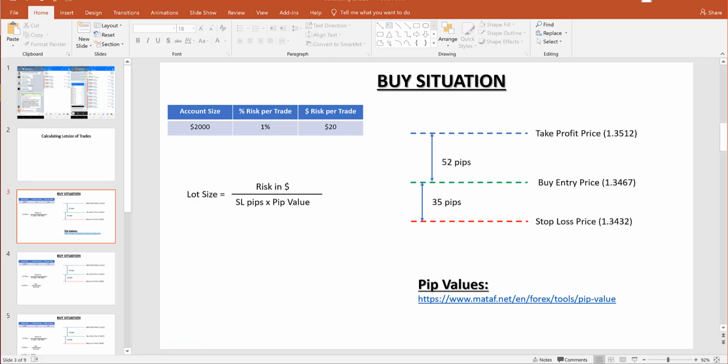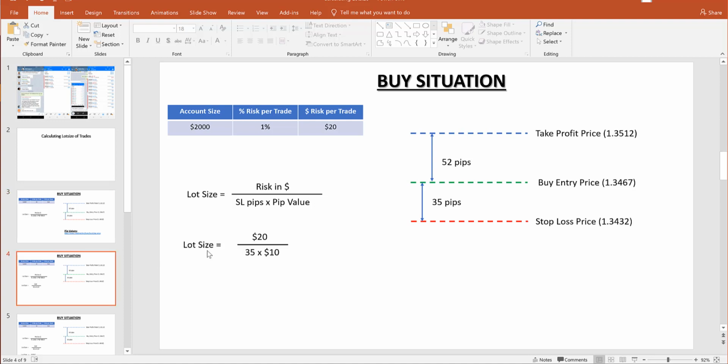Okay, so back to the presentation. For us to calculate this, we go risk in dollars over stop loss in pips times the pip value. And if we're using EUR/USD as an example, this risk in dollars will be 20.